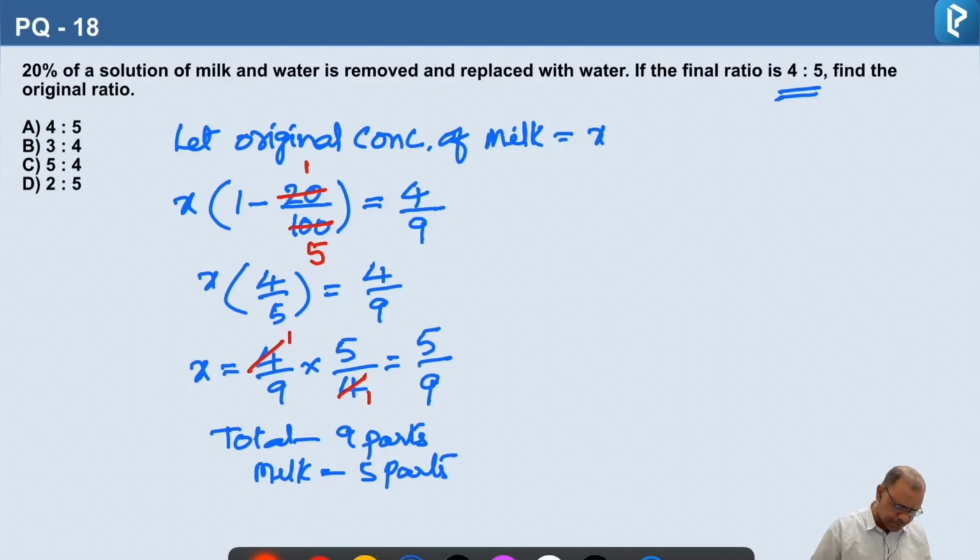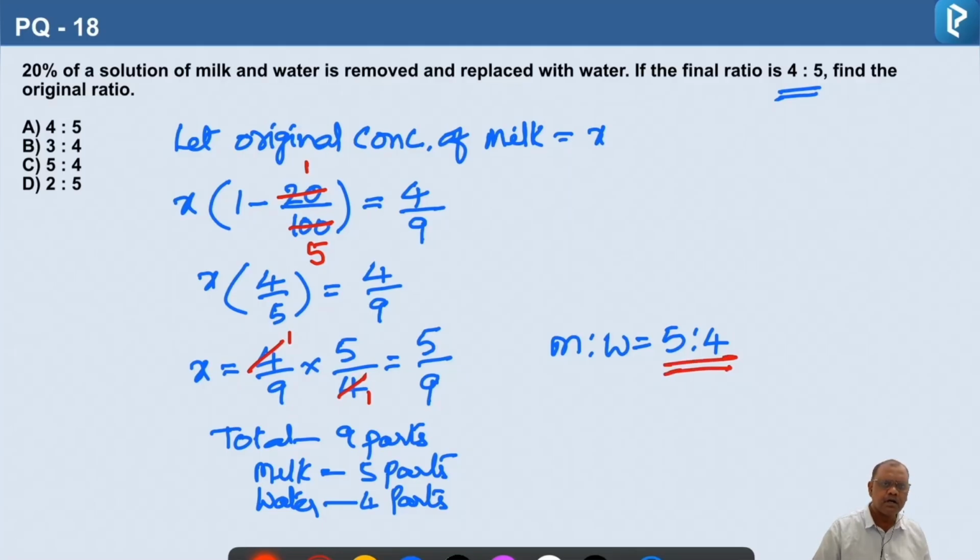And water will be 9 minus 5, 4 parts. So we need to find out the ratio of milk to water, that is 5:4. So this is the original ratio of milk and water, 5:4. Option C is the right answer.